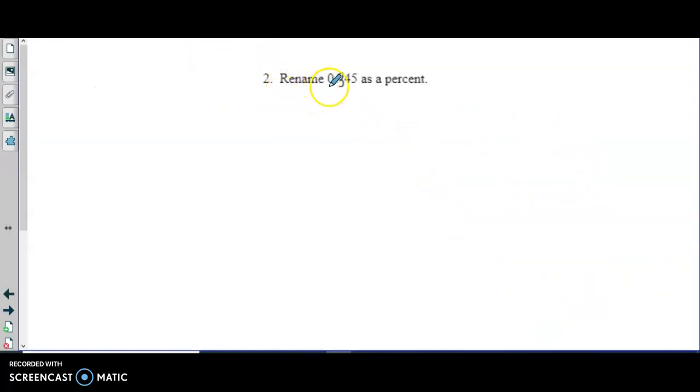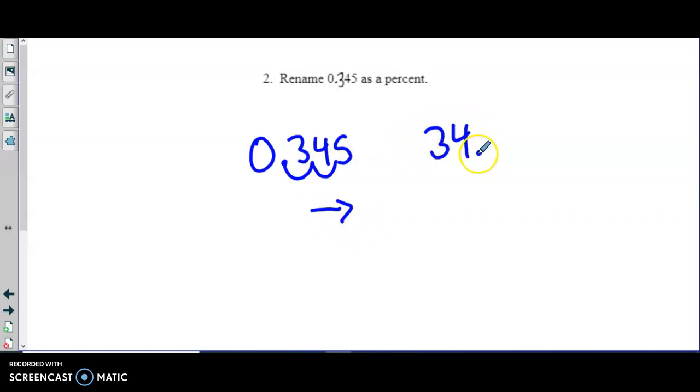Rename 0.345 as a percent. So again, we have our decimal and we're going to a percent, which means we need to move our decimal 2 times to the right. So this will become 34.5%. My new decimal is right here. I'm going to go back here.